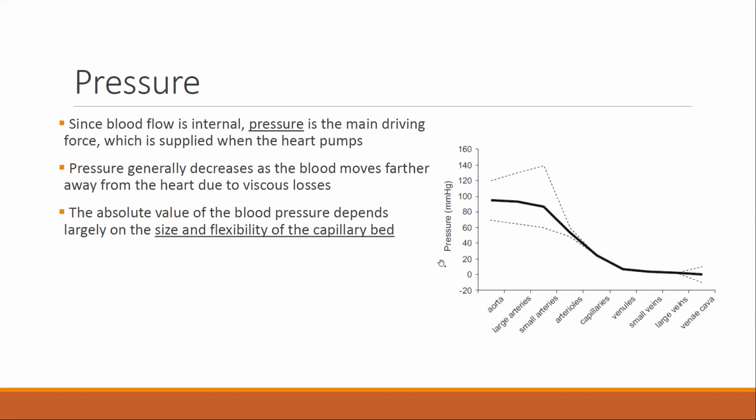All right, so the absolute value of blood pressure is going to depend on the size and flexibility of the capillary bed, okay? Because most of the pressure loss happens in your capillaries, depending on how healthy your capillaries are, this graph can move up or down, okay? What you're seeing right here is the graph of a relatively healthy person. So their average blood pressure is close to about 97 right here, which is pretty healthy, okay? And that's because their capillaries are relatively healthy, right?